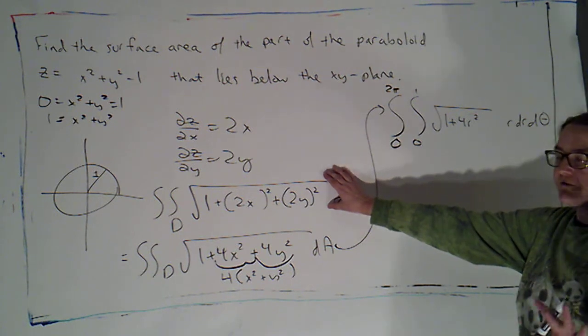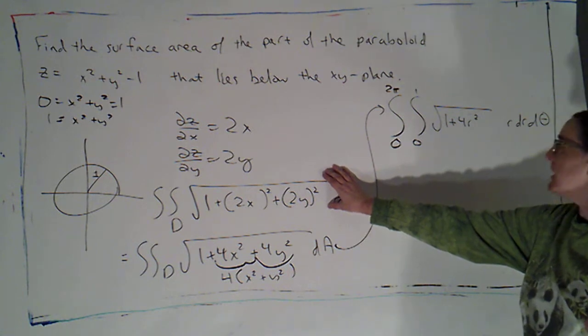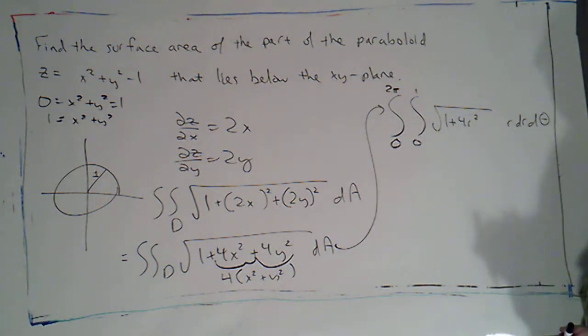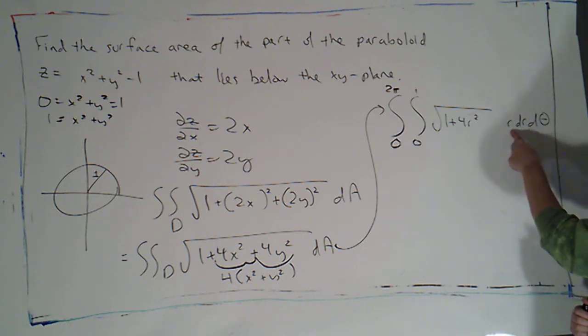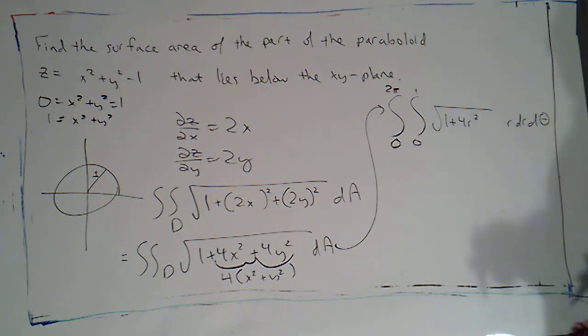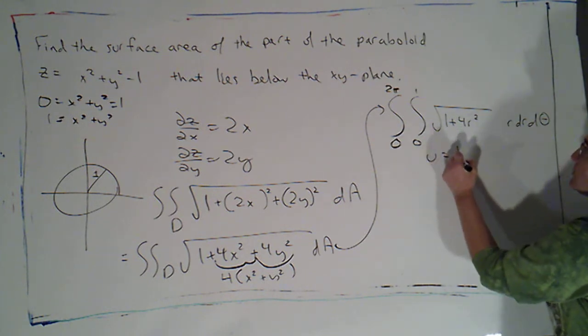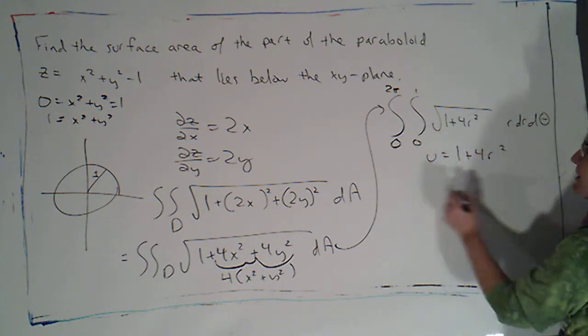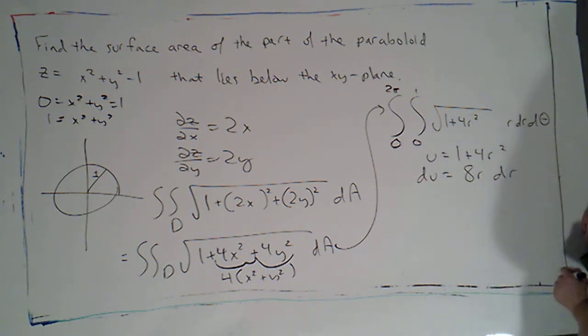I am often very happy when I get to switch to polar coordinates for a surface area integral, because the integrand is always going to be this square root. It was really nice in the first problem we did because we ended up getting just a constant, but if we don't get a constant, integrating square roots is often messy. When we switch to polar, we get this r on the outside, and often, as is the case here, that's going to enable us to do a u sub. So I'm going to let u equal 1 plus 4r squared, then du is 8r dr.